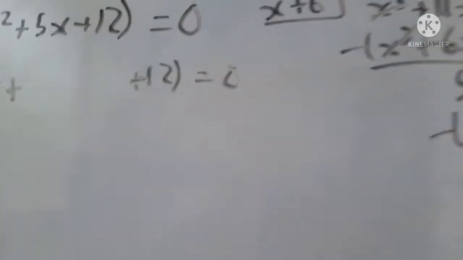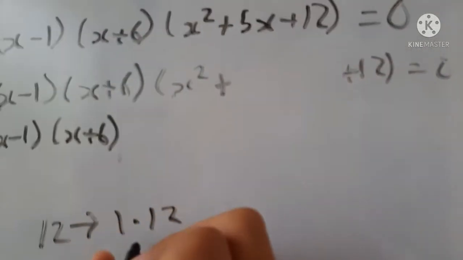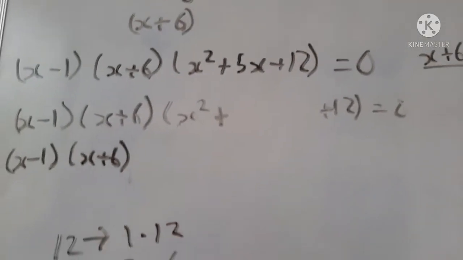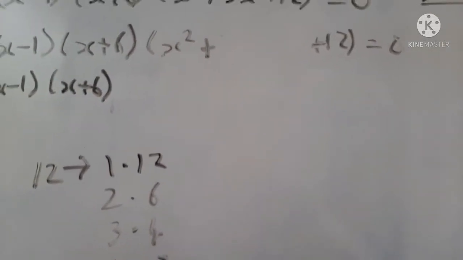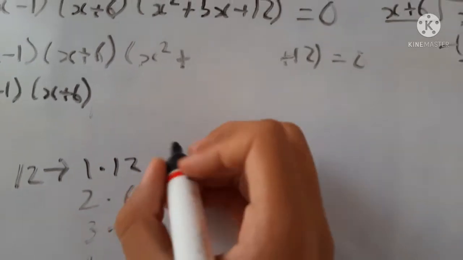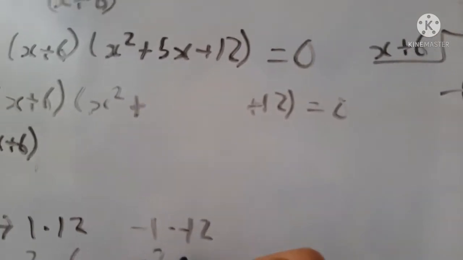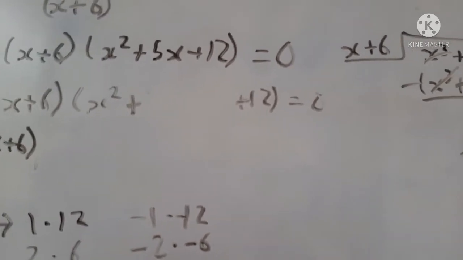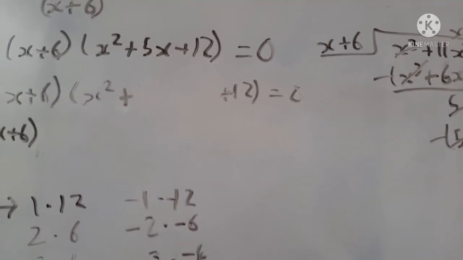I don't want to though. Okay, so let's see. 12 can be written as 1 times 12, 2 times 6, 3 times 4, then 4 times 3, 6 times 2 and 12 times 1. And of course, all of these with minuses: minus 1 times minus 12, minus 2 times minus 6, minus 3 times minus 4, 4 times minus 3, minus 6 times minus 2, minus 12 times minus 1.